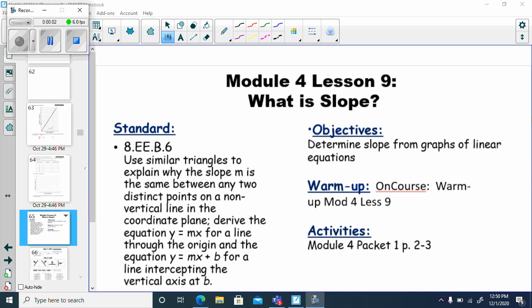This is Module 4, Lesson 9. What is slope? We're actually going to look at slope, and we're going to look at how to use what we learned here in writing linear equations. So how does all this fit in?